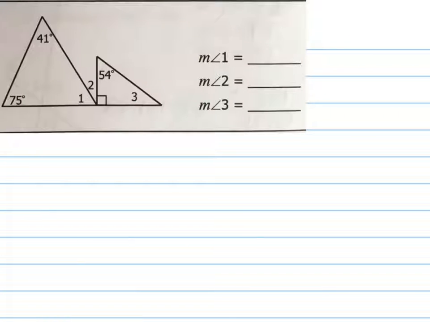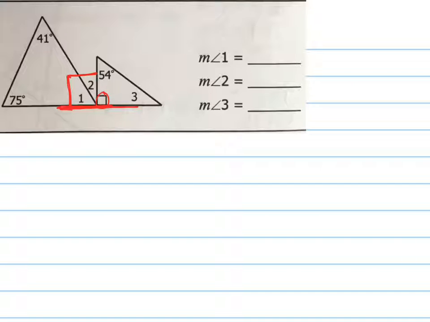Should we do another one? Let's do this one right here. Number 7. Let me just show you this real quick because this one stumps some people sometimes. Measure of angle 1. Notice that these two have to add to 90 because that's 90 and this is a straight line.